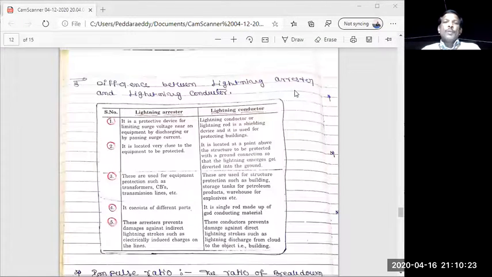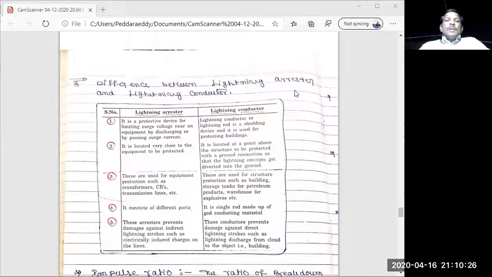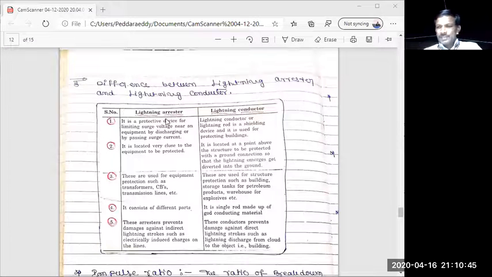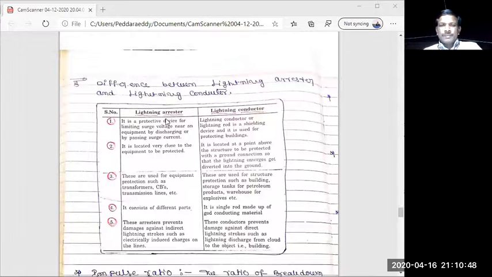Now we're going to discuss the difference between a lightning arrester and a lightning conductor. Both purposes are the same. In both cases, the surges are diverted to ground, but the applications are different. Coming to the lightning arrester: a lightning arrester is a protective device for limiting surge voltage near an equipment by discharging or bypassing surge current.